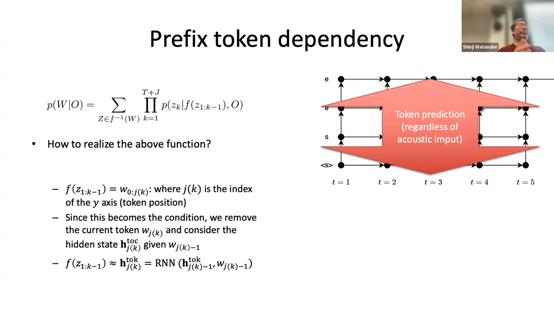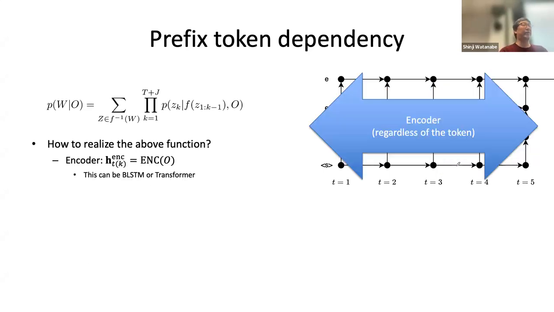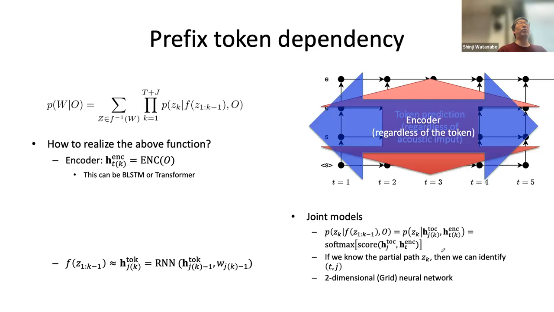And then we ignore the timestamp, and then we can compute the dependency across the tokens and the dependency across the frames. Then, how do we make a score that depends on both the time frame and the token position? We can just combine them. We can just use these two features as a condition, and then predict the next token, which can include a blank and so on.